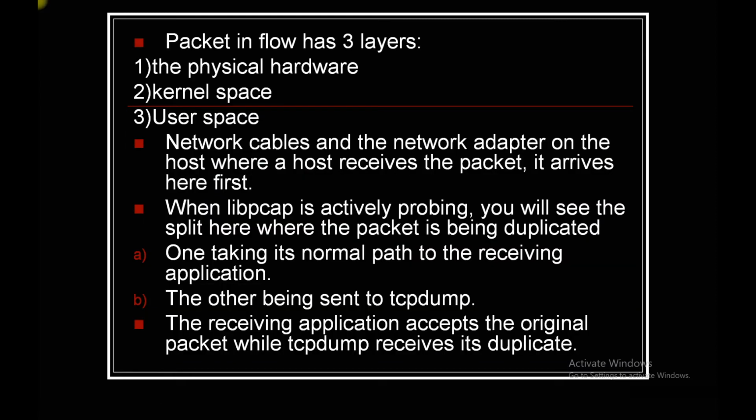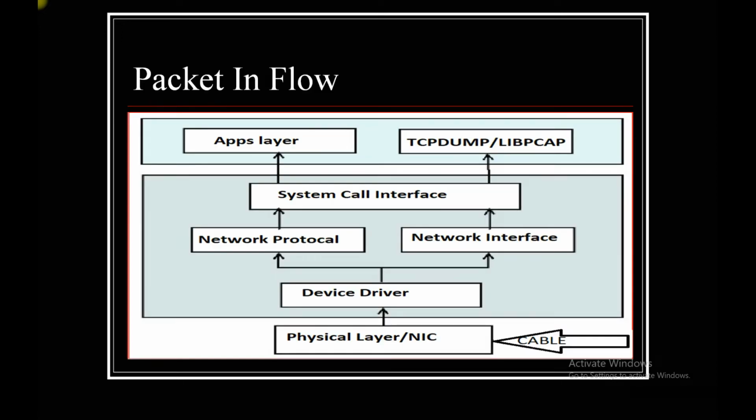Next portion is, okay, you can see there are three layers: physical hardware, kernel space, user space. So it may be a cable, it may be an adapter, where the packet first of all arrives. Then after that it replicates. When libpcap is actively probing, you will see a split here. One split goes to the normal path of the application, another goes to tcpdump, and the receiving application accepts the original packet, while tcpdump receives the duplicate packet. It's straightforward, as explained in this diagram.